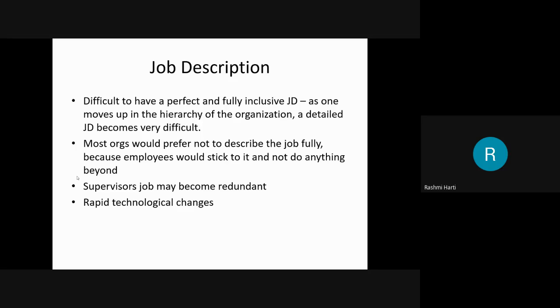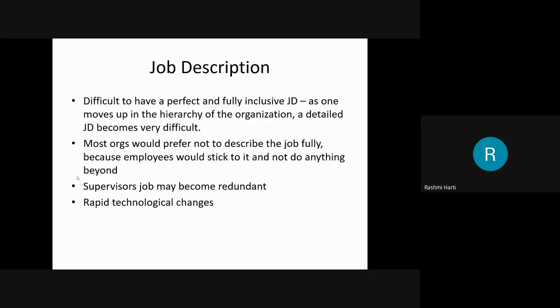Job description: it is very difficult basically to have a perfect and fully inclusive job description. That means everything is included in the job description. It may not be possible for a single job. So what they do is put the minimum things required to do in the particular job into the job description.